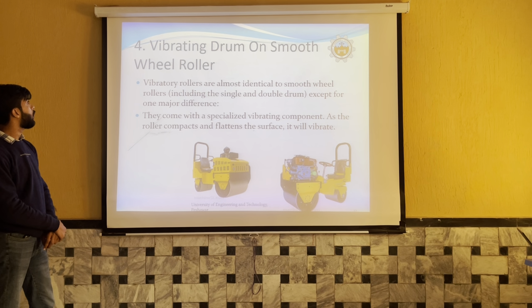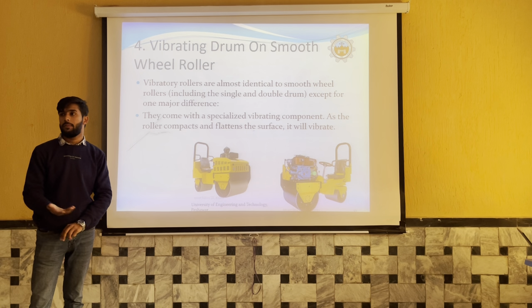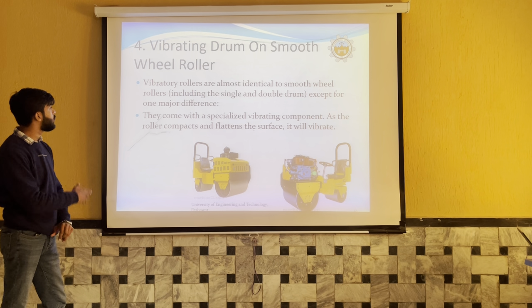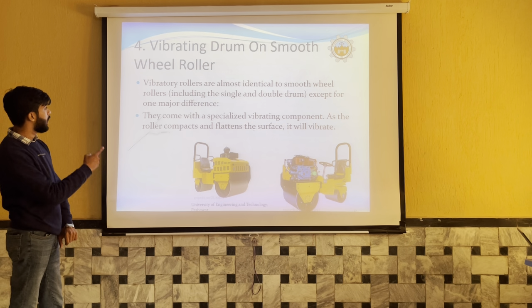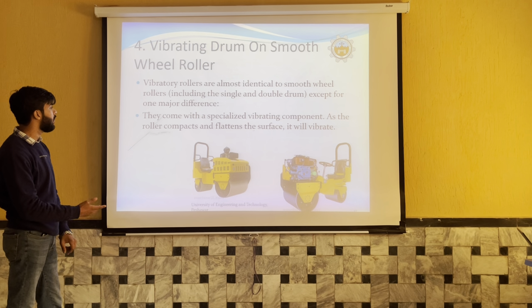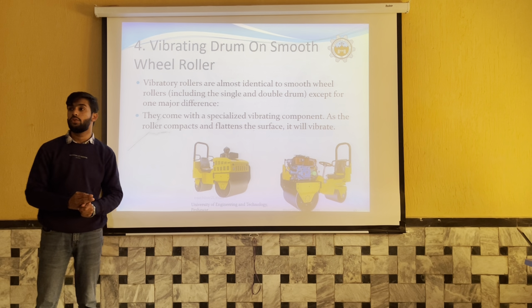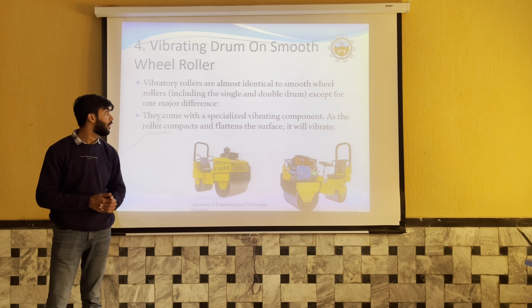The next type of roller is the vibrating smooth wheel roller. It is basically a type of smooth wheel roller, but it has a new feature called the vibrating feature. Vibrating rollers are almost identical to smooth wheel rollers, except for one major difference: they have a vibrating component. Why is this vibrating component used? This is used so that the air voids between the soil particles are filled and eliminated.